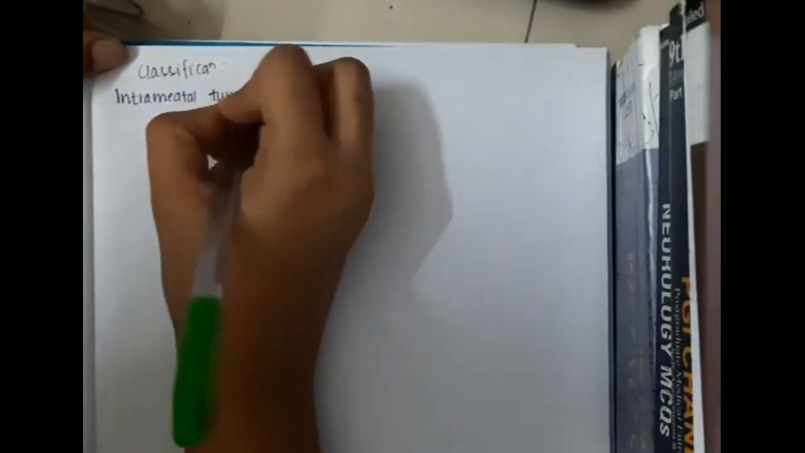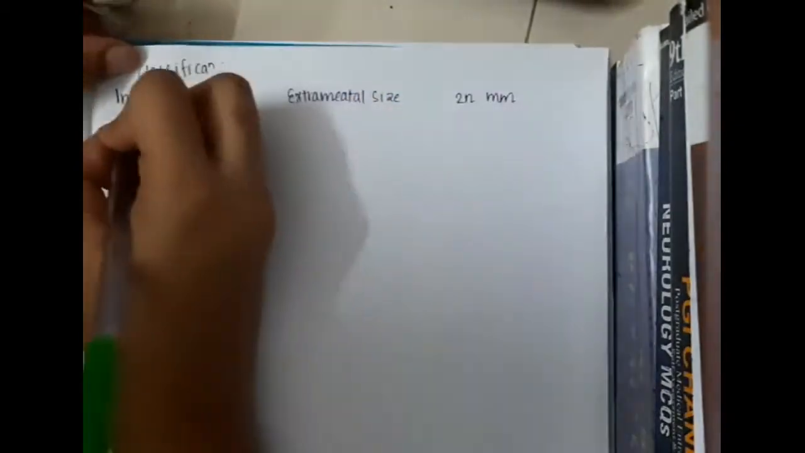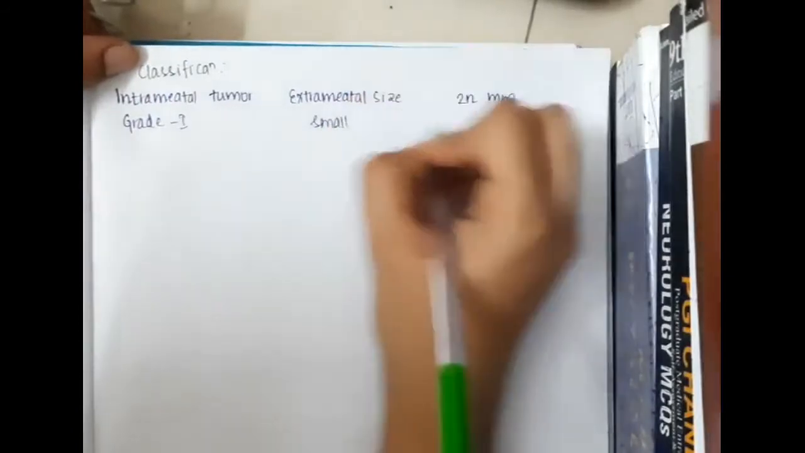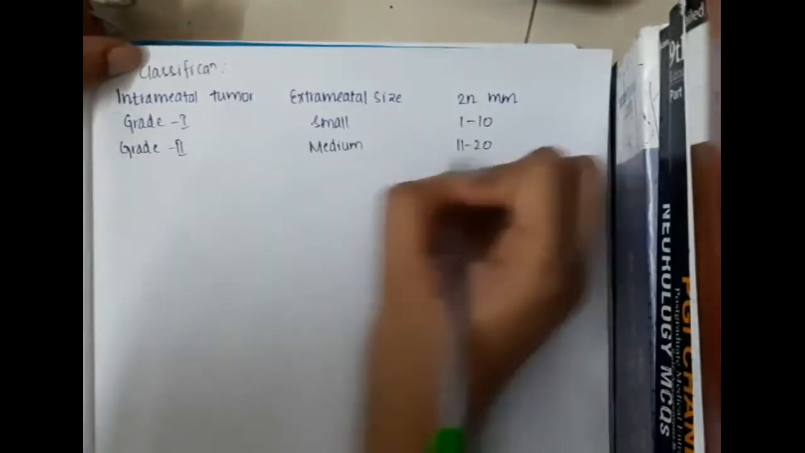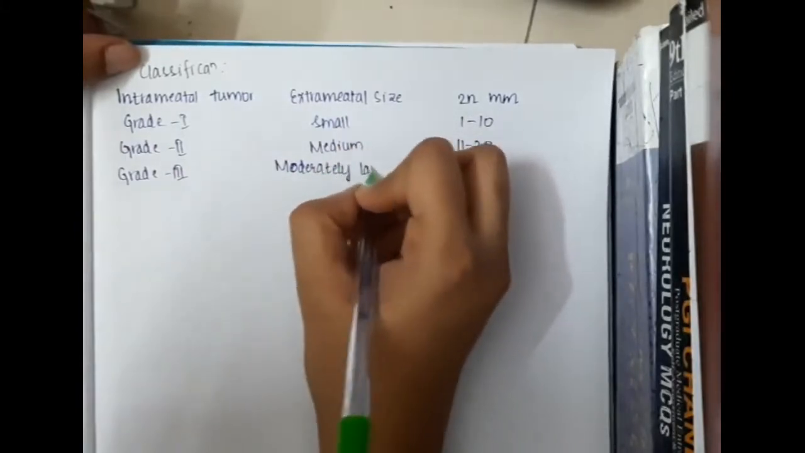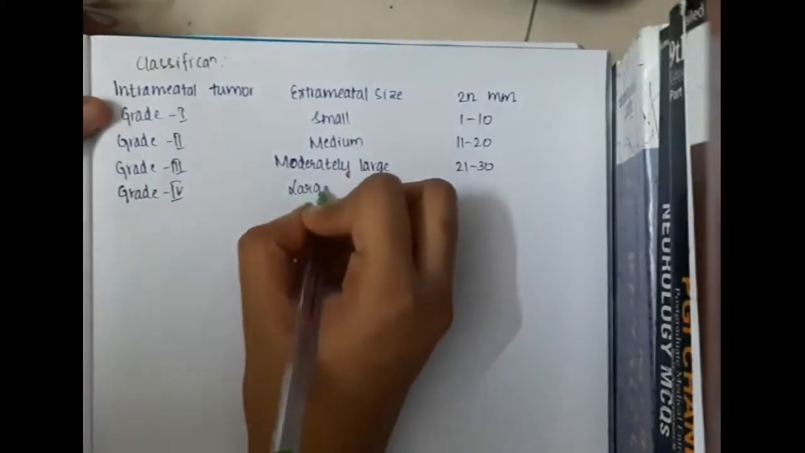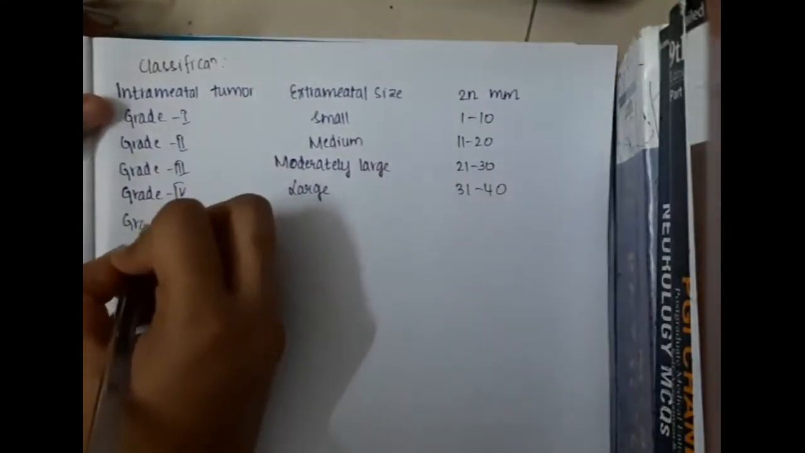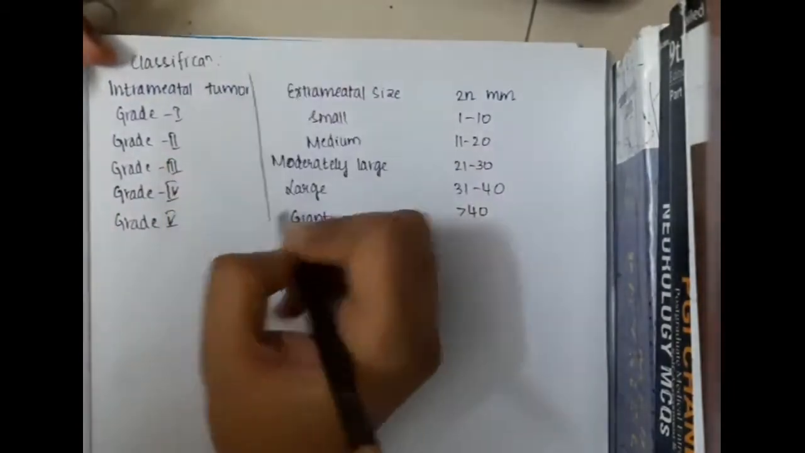Now, if you see the classification based on size, we can classify it into 5 grades. Grade 1, intrameatal tumor, is small, that is 1 to 10 millimeters. Grade 2 is medium sized, 11 to 20 millimeters. Grade 3 is moderately large, 21 to 30 millimeters. Grade 4 is large, 31 to 40 millimeters. Grade 5 is a giant tumor, more than 40 millimeters.